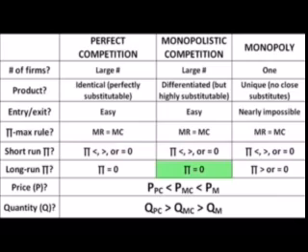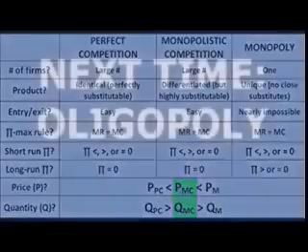What about price and output? The result will be somewhere between the two extreme structures, producing more than a monopoly but less than a perfectly competitive market, charging less than a monopoly but more than a perfectly competitive market. Next time, Oligopoly.